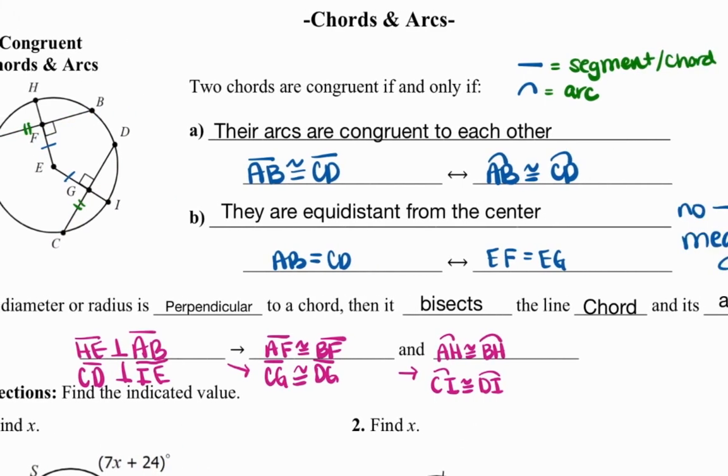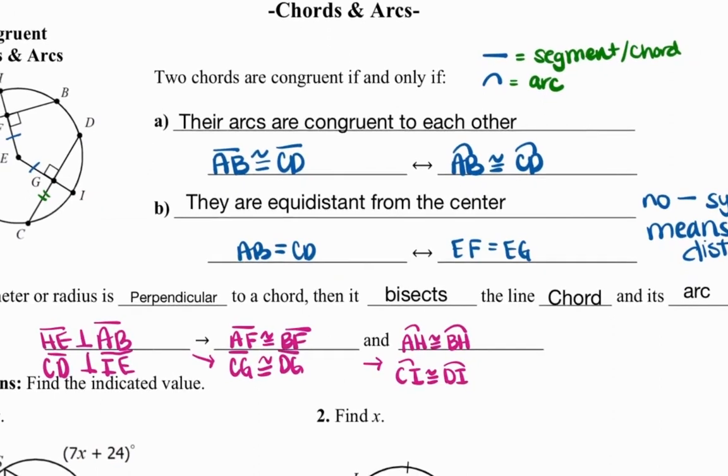Okay. And then we also know that, just a reminder over here, if there's no segment bar or arc symbol, that means distance or length. So this is talking about the length of those segments. And then equidistant means the same length.